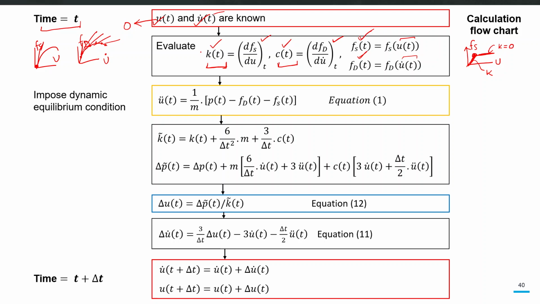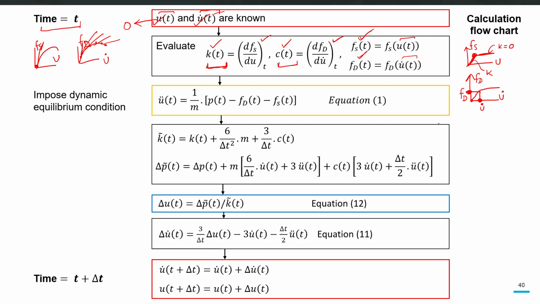So the first step is to calculate this k of t and c of t slopes. And if these two relationships are given, fd and u dot of t, and the fs and u relationship, we can also calculate the values of fs and fd at any time instant. For example, for any time t, if u of t and u dot of t are known, we can calculate the values of fs and fd from this relationship. So for example, if u dot of t is this value, you can get this fd here corresponding to any u dot of t.